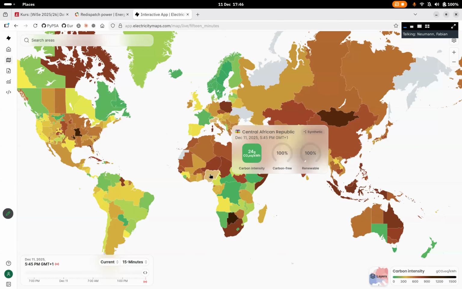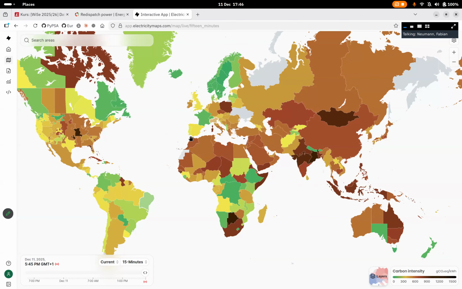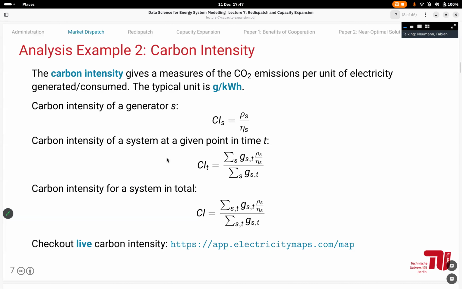This kind of data is really used, for example, by data centers, or anyone trying to assess in their sustainability reports what the emissions of their electricity consumption are. What's a hot topic here is, for example, that if you have some flexible load, you could try to operate your load in a way that minimizes the carbon emissions by putting the load in the periods where you have the lowest carbon intensity of the system.